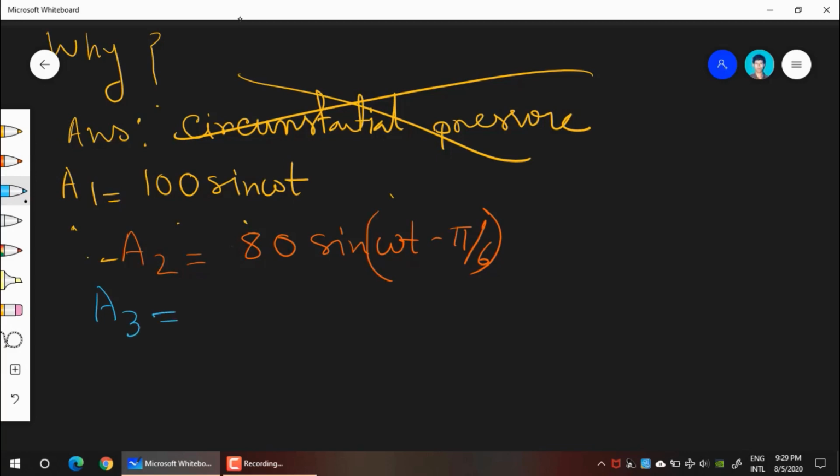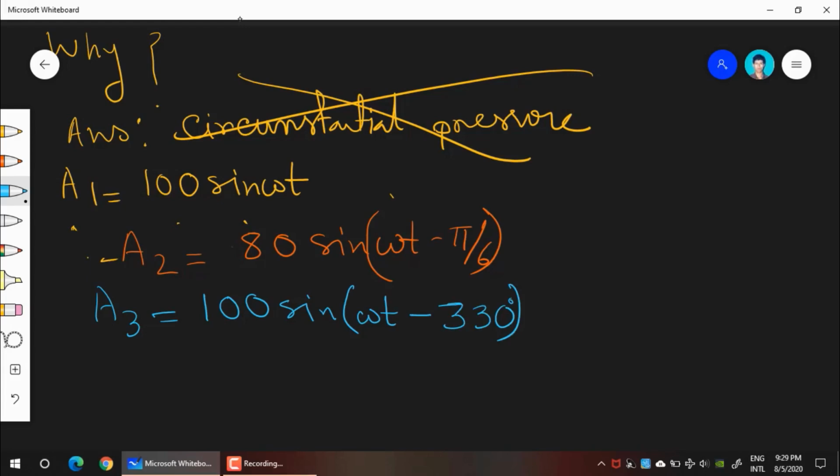A3 is equal to, say, 100 sine omega t minus 330 degrees.